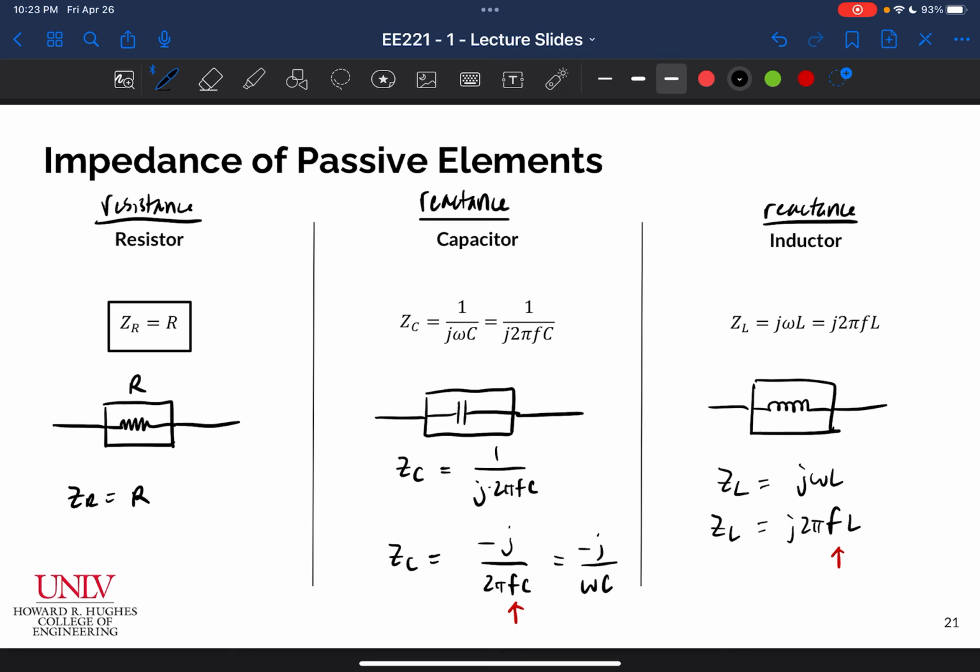One more time, the important piece is that the resistance is the part of the impedance that is not dependent on frequency. The reactance is the part that is dependent on frequency. So capacitors have a reactance because they are dependent on frequency. Inductors have a reactance because they are dependent on frequency as well.